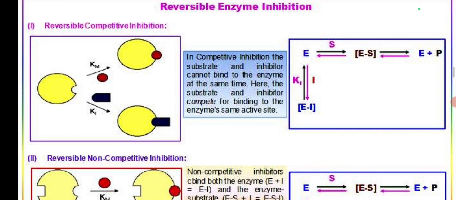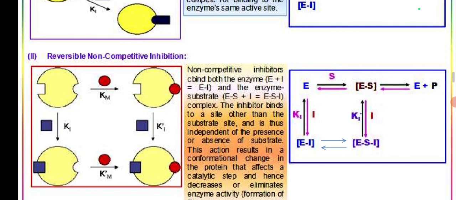The diagrammatic representation: the enzyme has a binding site, called the active site. Substrate binding forms the enzyme substrate complex, or inhibitor binding forms the enzyme inhibitor complex. The rate of reaction is given by Km or Ki. Here competition takes place between the inhibitor and the substrate. So this is called competitive inhibition.